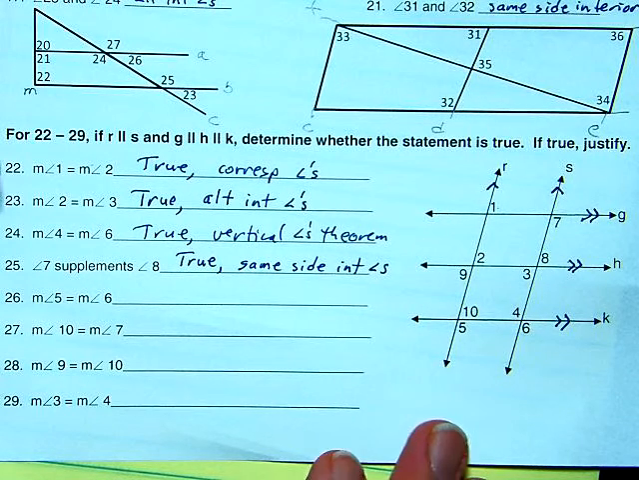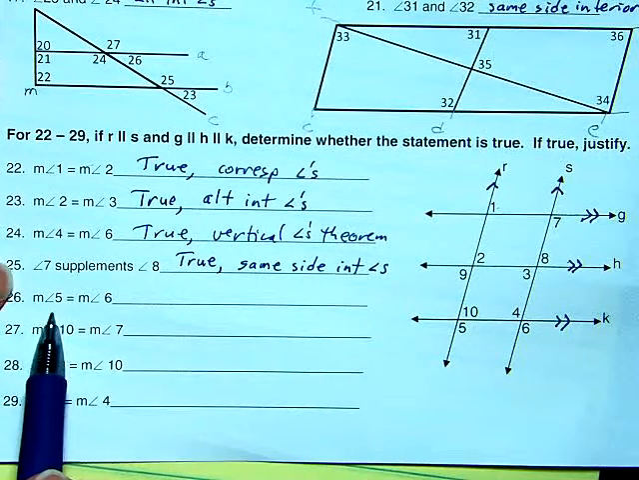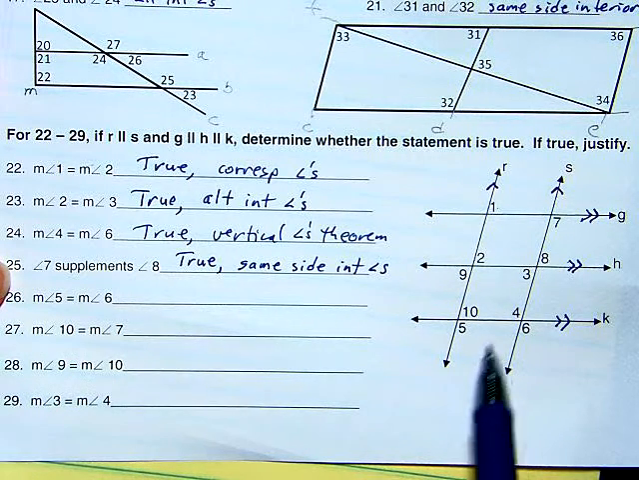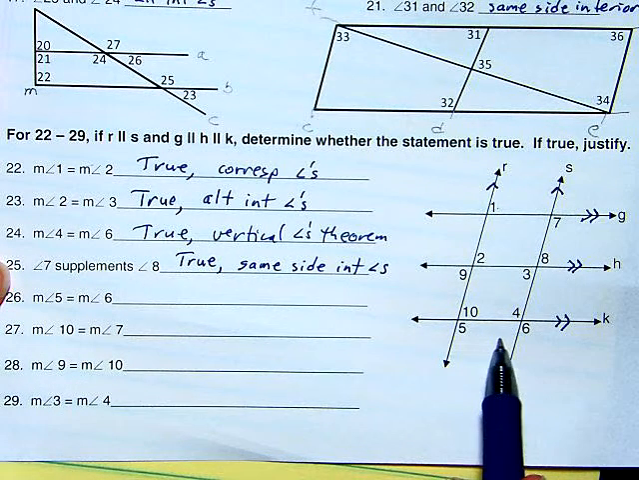Problem 26 asks us whether the measure of angle 5 equals the measure of angle 6. So let's find these two angles. Angle 5 is here, angle 6 is here.